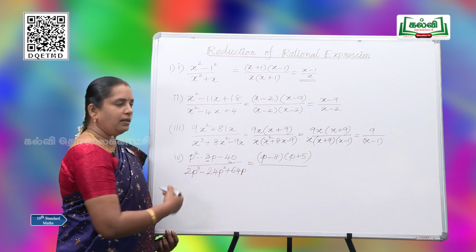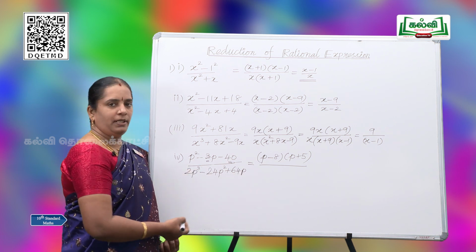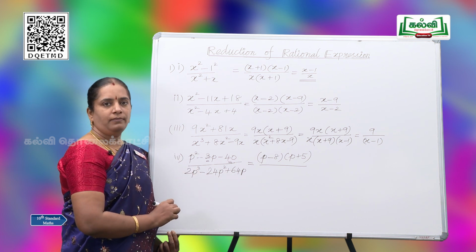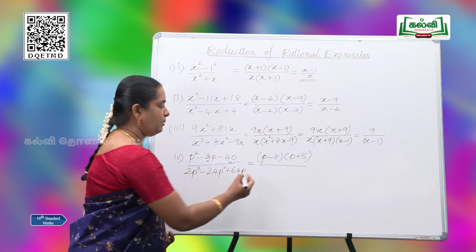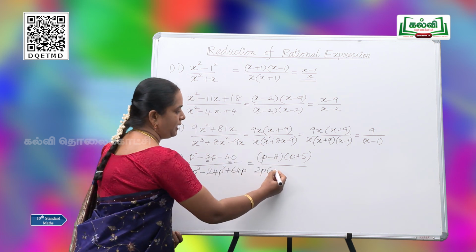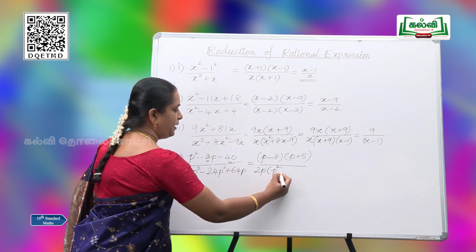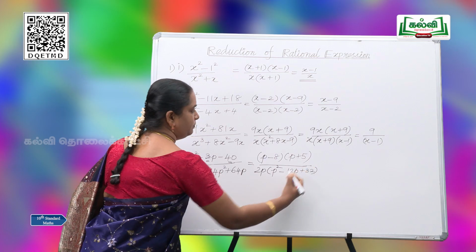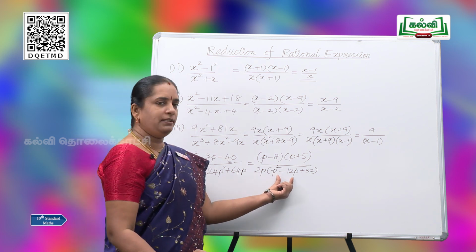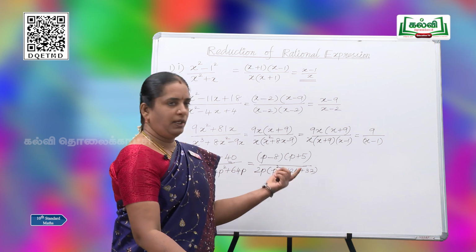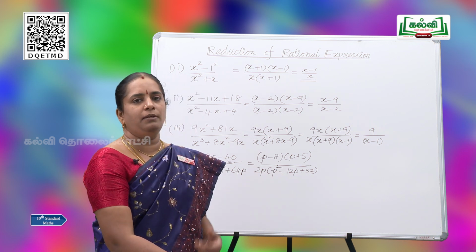Yes, take out what are all common? P is common in all the terms and one more term is common. Yes, very good. 2 is also common. So, let us take out 2p and this can be written as p square minus 12p plus 32. Further, we have to split this into binomials, into linear polynomials.